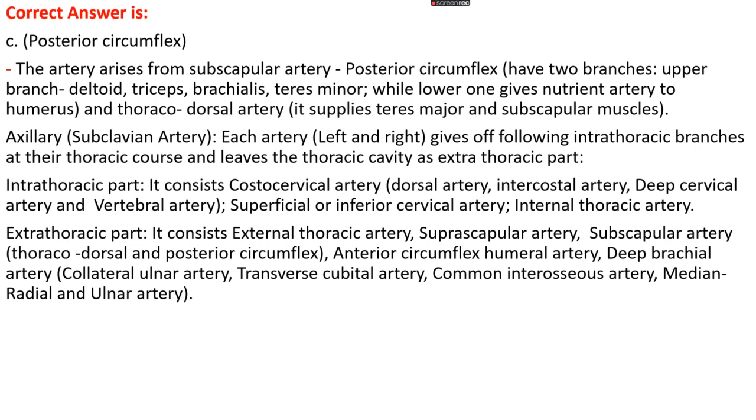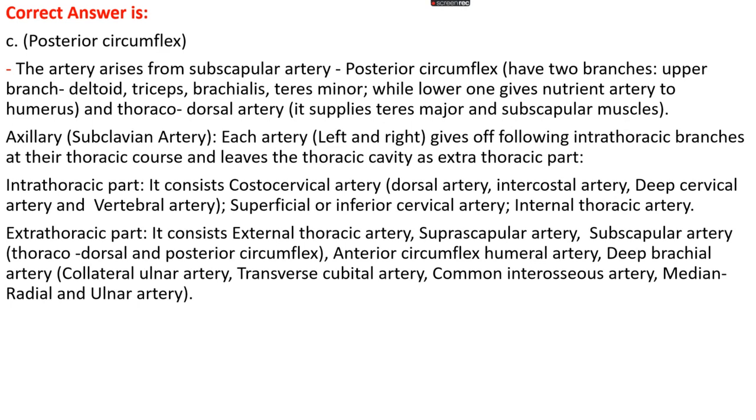Both arteries give off the following intrathoracic branches in their thoracic course, and they leave the thoracic cavity as the extrathoracic part. The intrathoracic part mainly consists of the costocervical artery, the superficial or inferior cervical artery, and the internal thoracic artery. The costocervical artery includes the dorsal artery, intercostal artery, deep cervical artery, and vertebral artery. After leaving the thoracic cavity, the extrathoracic part mainly consists of the suprascapular artery and the subscapular artery, which includes the thoracodorsal and posterior circumflex arteries.